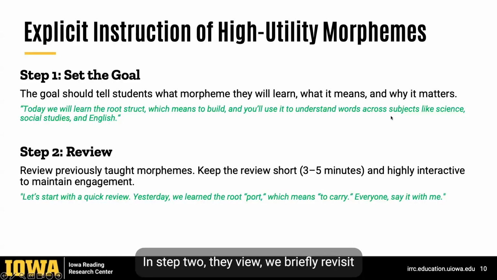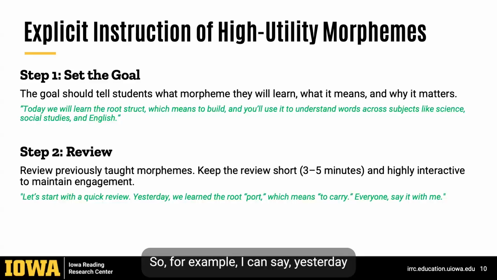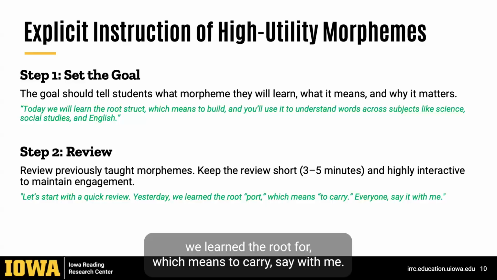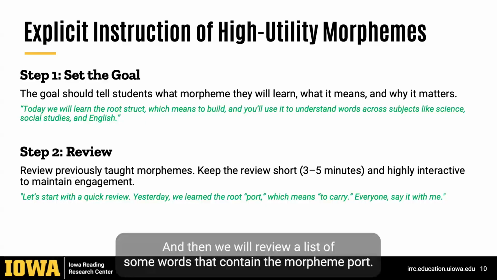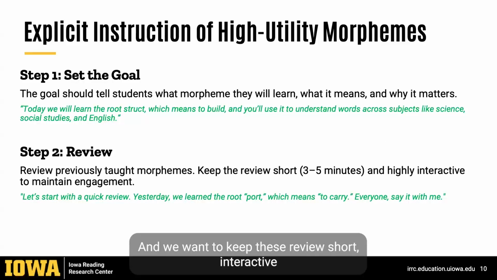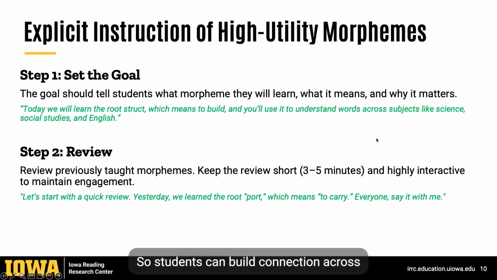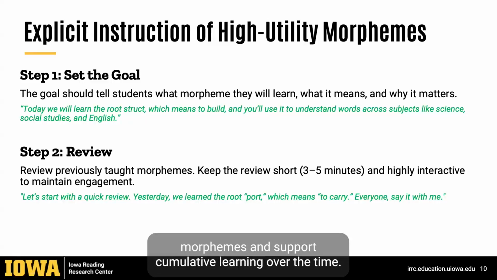In step 2, review, we briefly revisit previously taught morphemes to activate prior knowledge. So, for example, I can say, yesterday we learned the root port, which means to carry. Say it with me. And then we will review a list of some words that contain the morpheme port. And we want to keep this review short, interactive, and engaging using strategies like cohort responses, so students can build connection across morphemes and support cumulative learning over time.